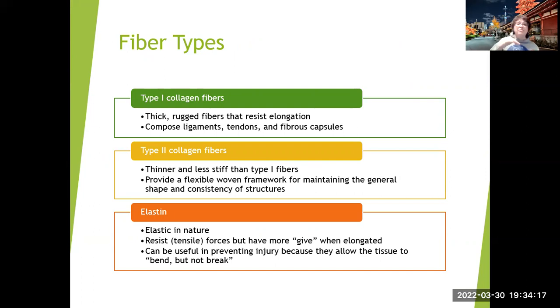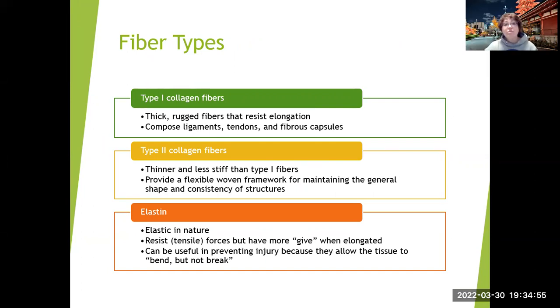We have two different types of collagen fibers, type 1 and type 2. There are other types of collagen, and we'll talk more about this in upcoming classes. But for now, we're going to talk about type 1 and type 2. So type 1 collagen fibers are thick, hefty fibers that resist elongation. Ligaments, tendons, and fibrous joint capsules are type 1 collagen fibers because they need to be there for you. They need to hold that joint together. They need to keep your knee from hyperextending. They need to glue everything together, basically.